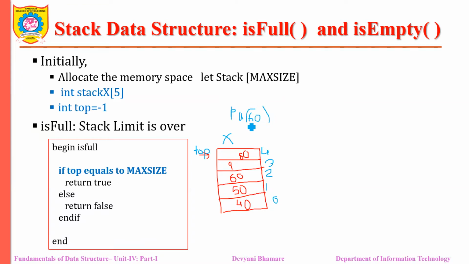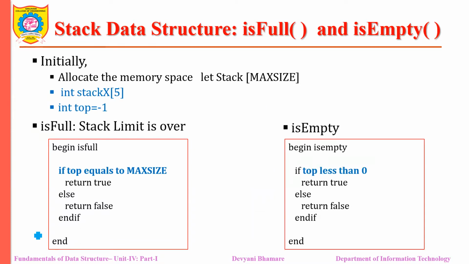Why? Because your top is equal to the maximum size. Means if your top becomes 5, then we can say that it returns true. Means isFull is the function which returns either a true or false value. Similarly, isEmpty. If your top is less than 0, then we can say the stack is empty.